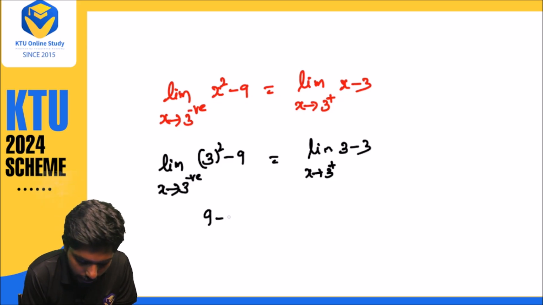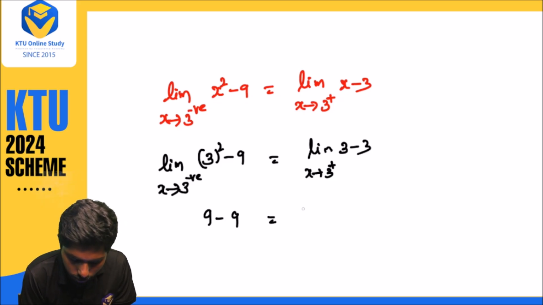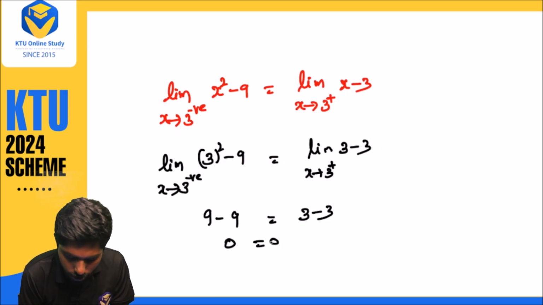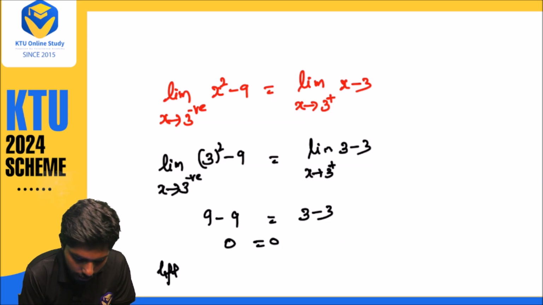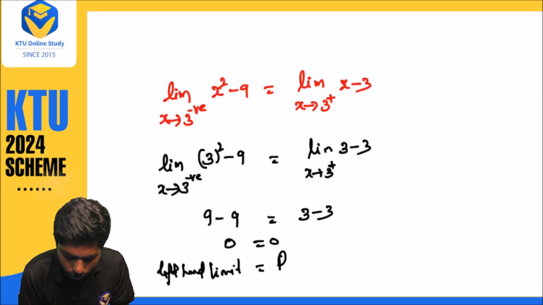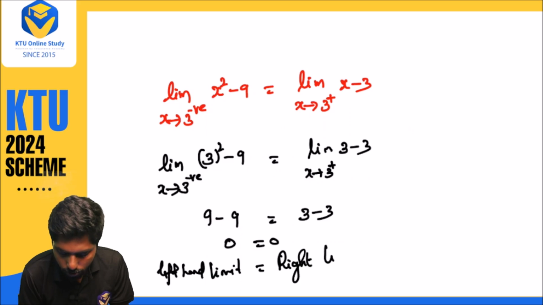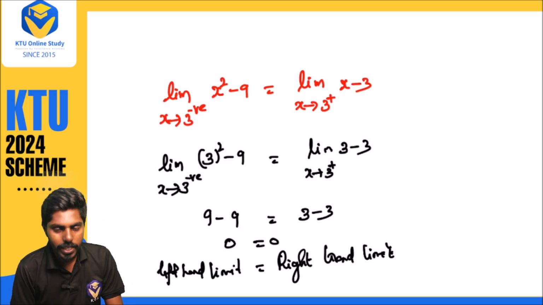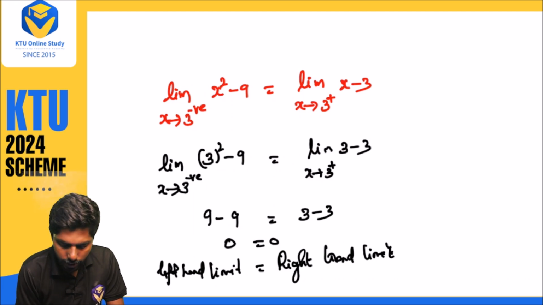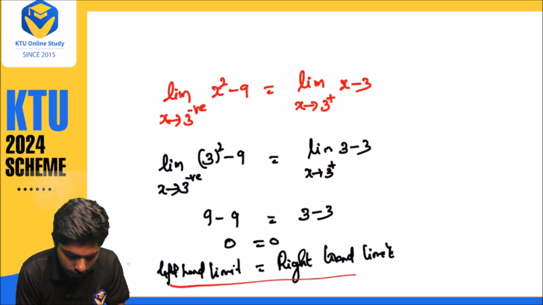That is 9 minus 9 is equal to, here also 3 minus 3. So 9 minus 9 is 0. 0 is equal to 0. That means your left hand limit is equal to right hand limit. So we have proved the second condition. This is our second condition, so the second condition is satisfied.